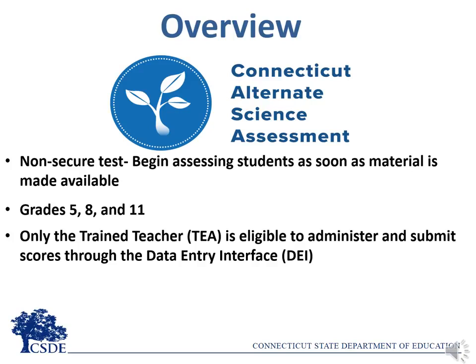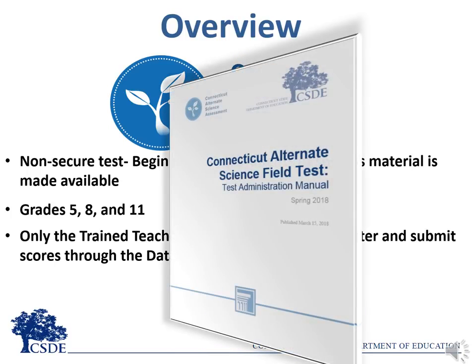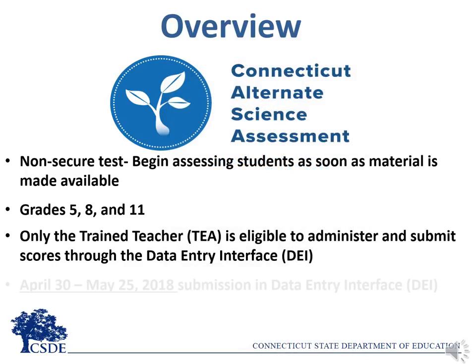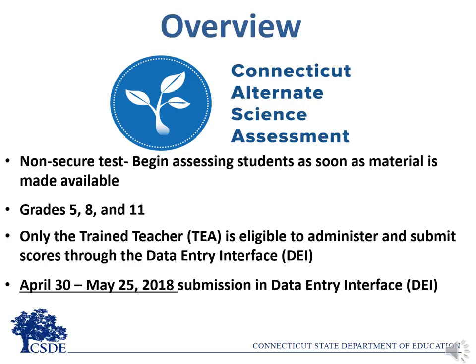Trained TEAs will collect student ratings on the student score worksheet and upload them using the data entry interface. Teachers should reference the Connecticut Alternate Science Assessment Test Administration Manual, or CTAS Manual, in conjunction with this training for more in-depth information about administering this test. The window for submitting student ratings begins on April 30th, 2018 and ends on May 25th.